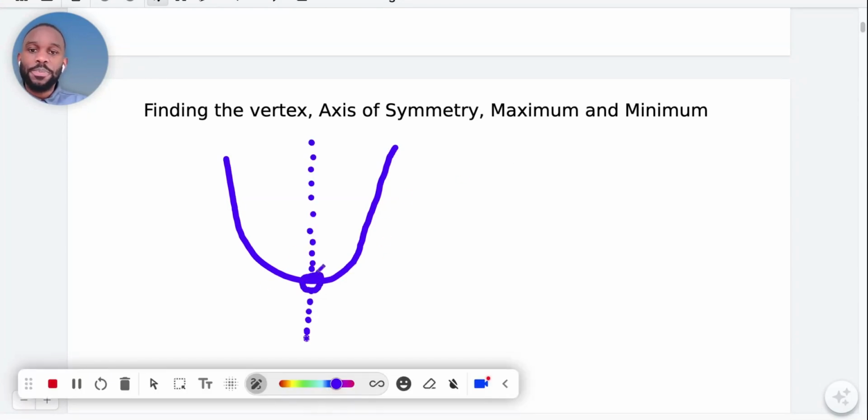And then the lowest point of the curve is what we're going to be calling the minimum, and the highest point of the curve is what we're going to be calling a maximum. This is going to make sense. Just give it a few minutes.